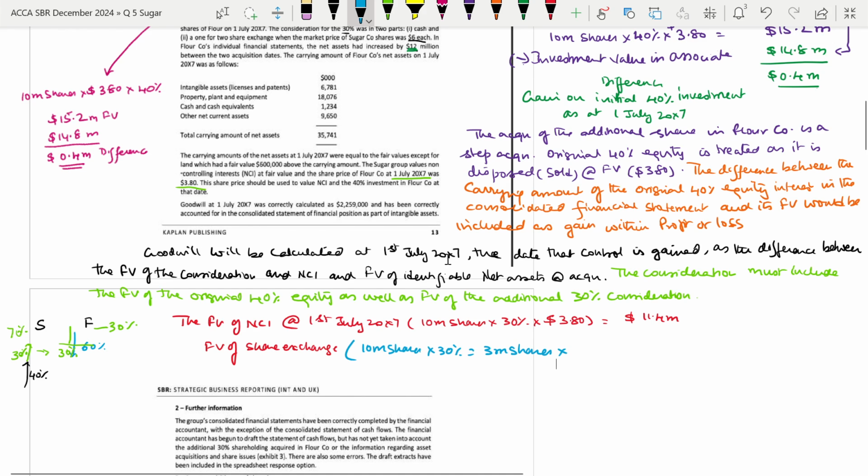This is related to that consideration. What is the fair value of the share price of the flour company on 1st July? The fair value of the flour company is 3.8. How are you going to exchange it? You are paying the cash as well as giving the shares. How much cash are you going to give?